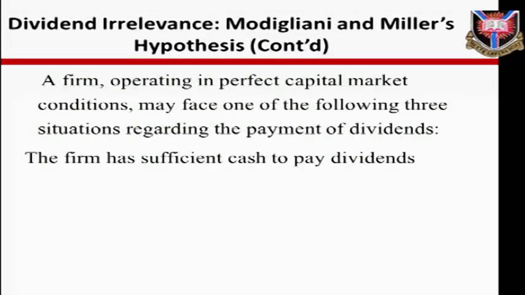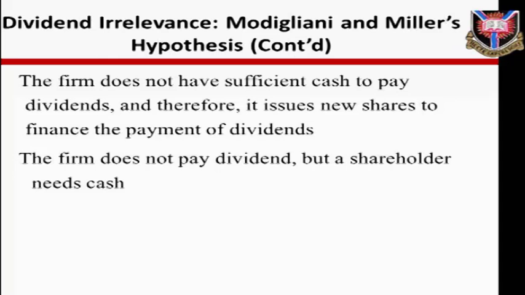A firm operating in perfect capital market conditions may face one of the following three situations regarding the payment of dividend. 1. The firm has sufficient cash to pay dividend. 2. The firm does not have sufficient cash to pay dividend and therefore it issues new shares to finance the payment of dividend. 3. The firm does not pay dividend but a shareholder needs cash.